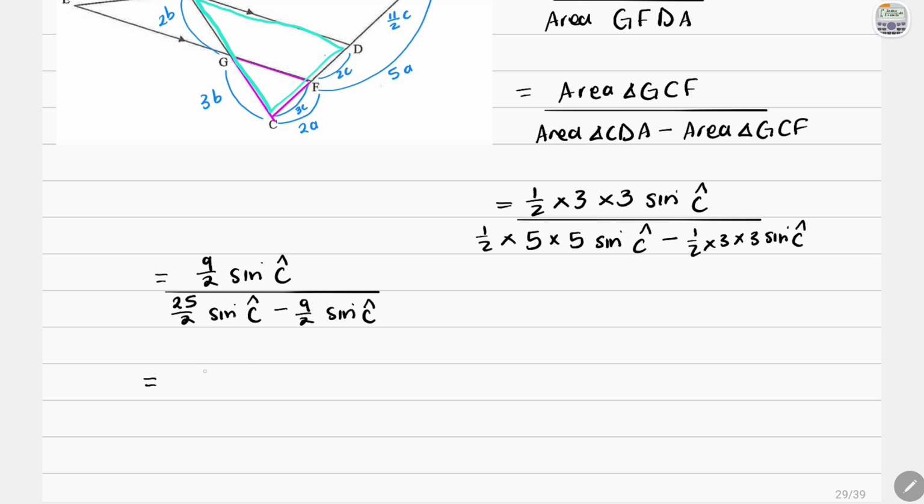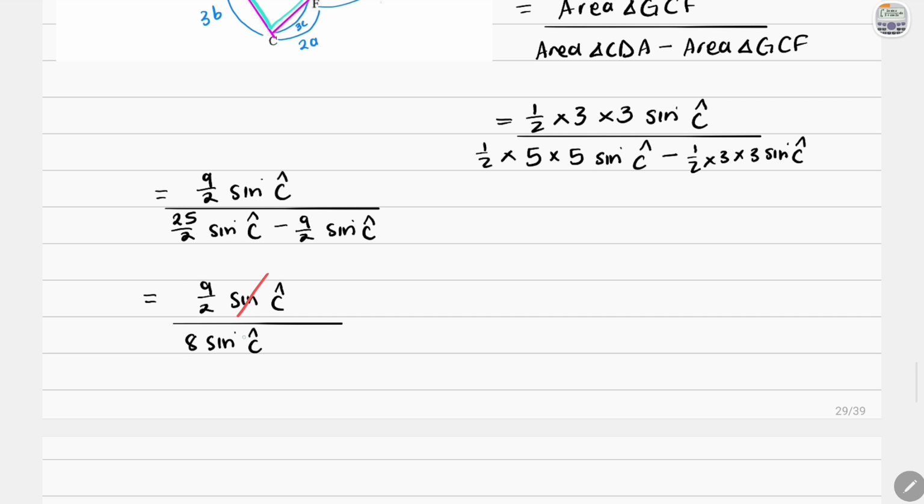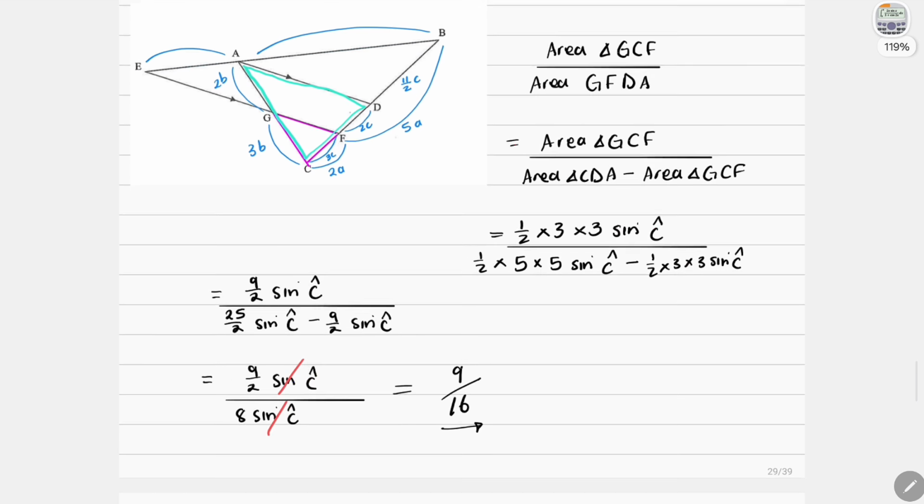And so this is equal to, again, 9 over 2 sine angle C all over, and then subtract here. So that would give us 25 minus 9 is 16. So 16 over 2 gives us 8 sine angle C. And you see now that sine angle C and sine angle C cancel. And all we are just saying is 9 over 2 divided by 8. So you can say multiply by 1 over 8 or use your calculator. And so this would give you 9 over 16. Okay, so that is our answer. Our final answer is 9 over 16. Okay, so that is it for that question.